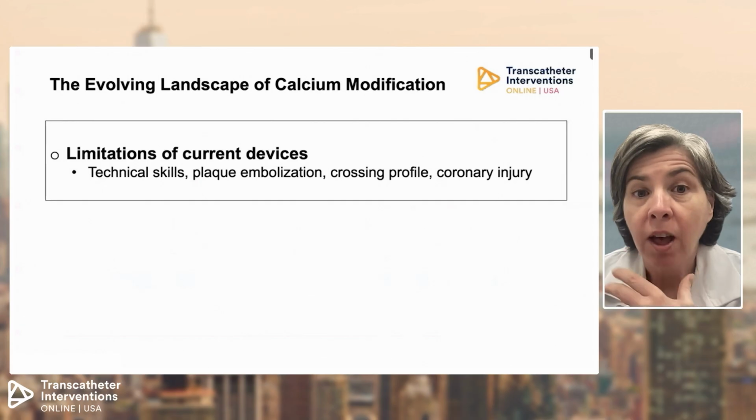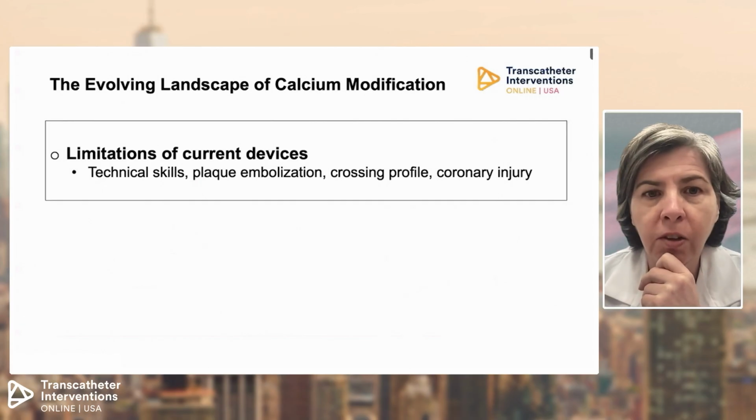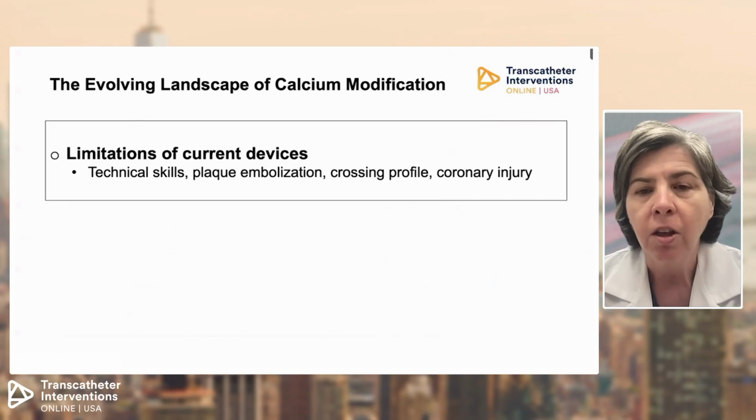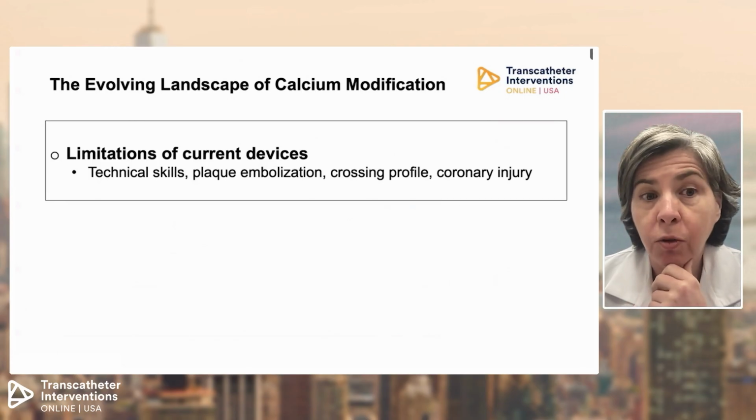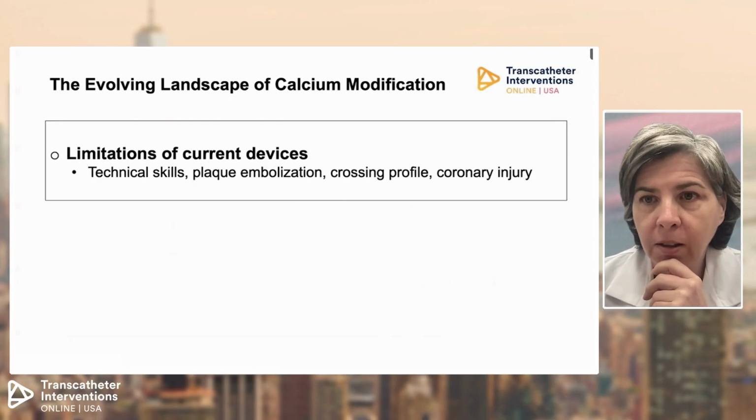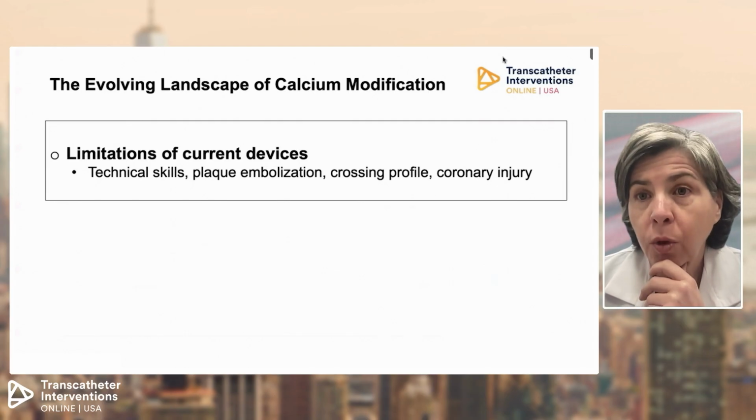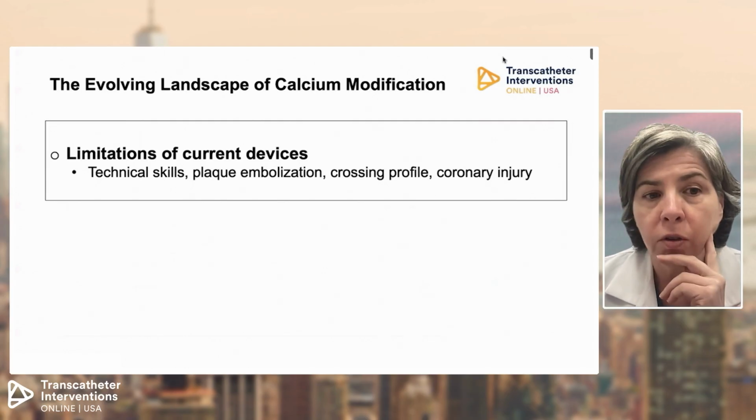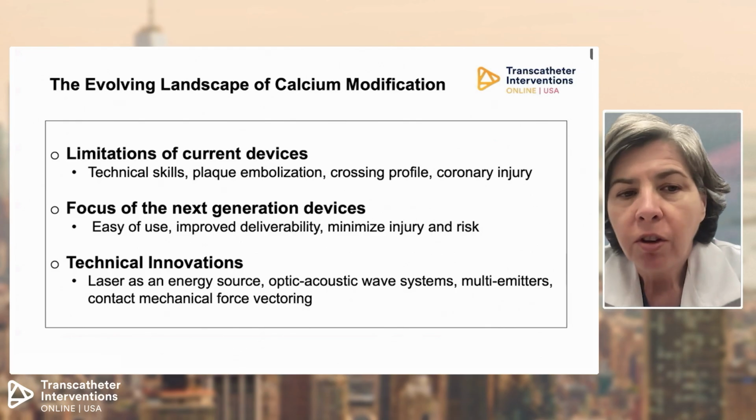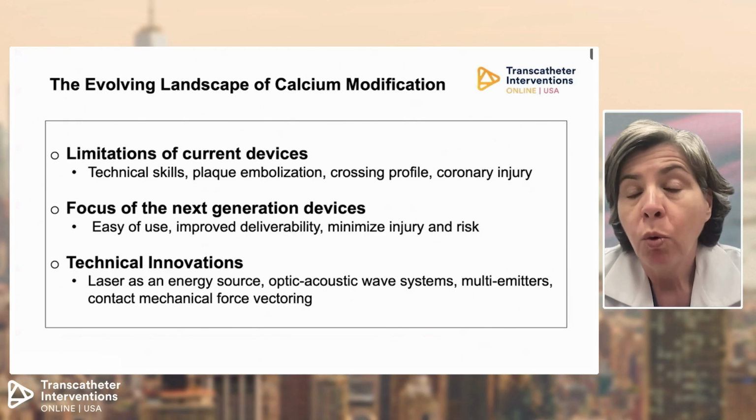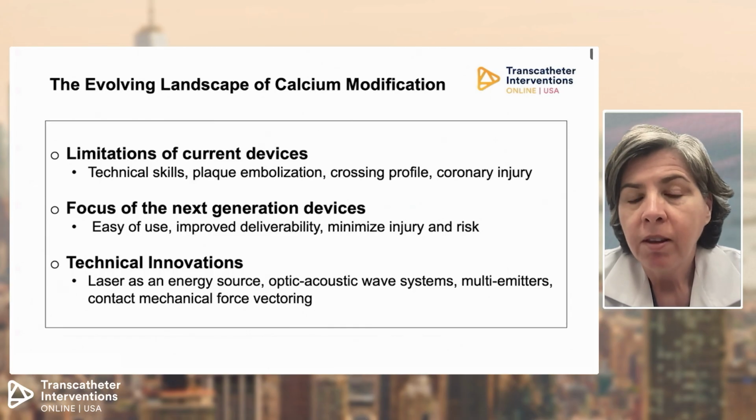But despite now us having an array of devices that we can use for calcium modification, there are still some persistent limitations. So some of the technology requires technical skill acquisition to be able to use it. Some of the devices are associated with plaque embolization, particularly atherectomy. Some of the balloon-based technologies have problems with crossing profiles. And there's also some concern about the risk of coronary injury with some of the technologies more than others. So the focus of the next generation of devices really has been moving towards ease of use, improved deliverability, and attempts to minimize injury and procedural risk.